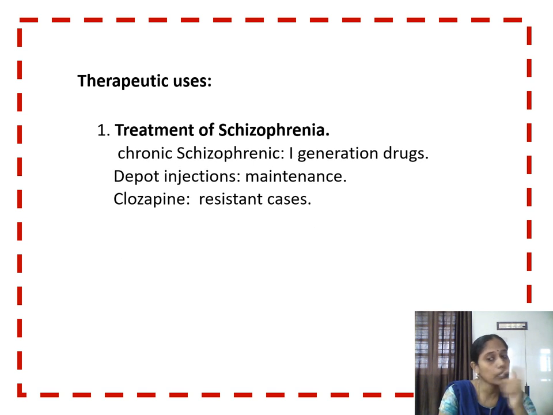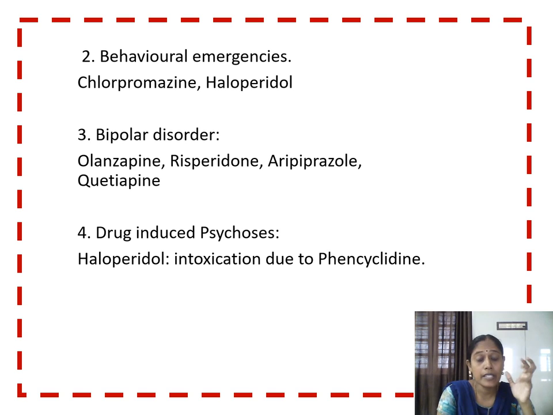So now coming to uses. The main use is for treatment of schizophrenia. First generation drugs are commonly given. Depot injections are given mainly for maintenance. For resistant cases, you have to go for clozapine. And for behavioral emergencies or violent patients, we can give injections of haloperidol or chlorpromazine. And for bipolar disorder, some antipsychotics are useful, especially the atypical ones like olanzapine, risperidone, quetiapine, and aripiprazole.